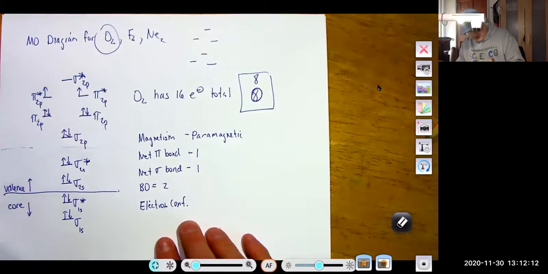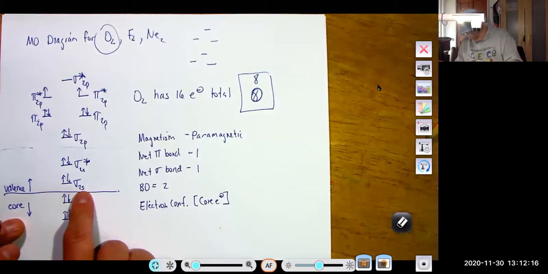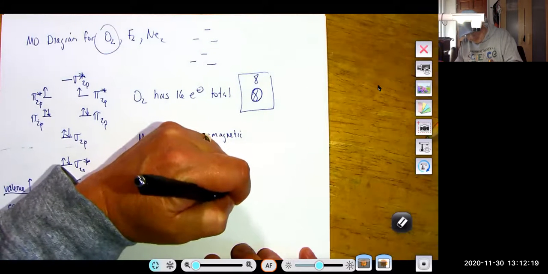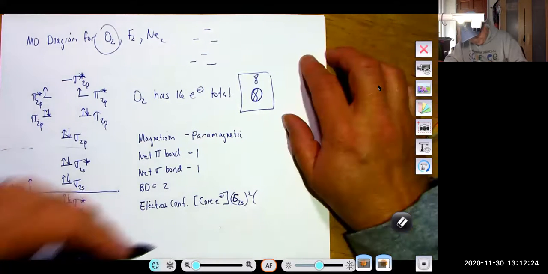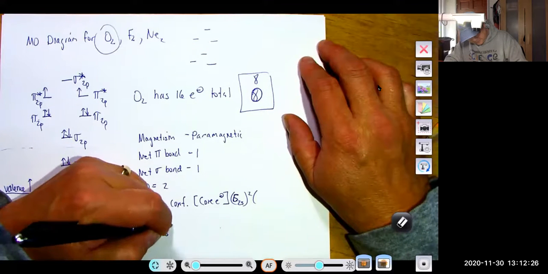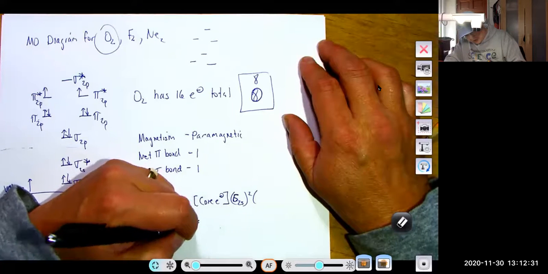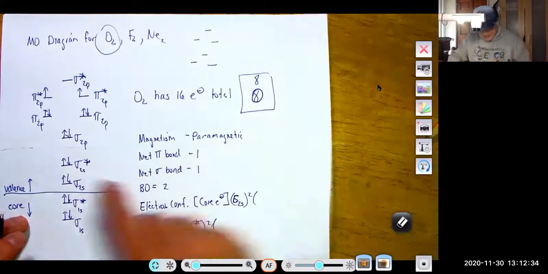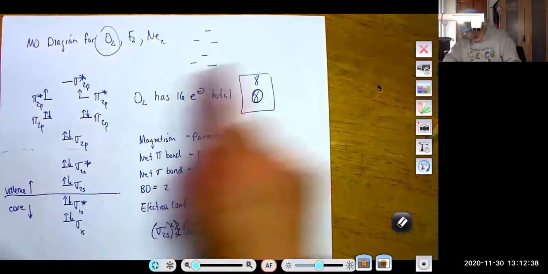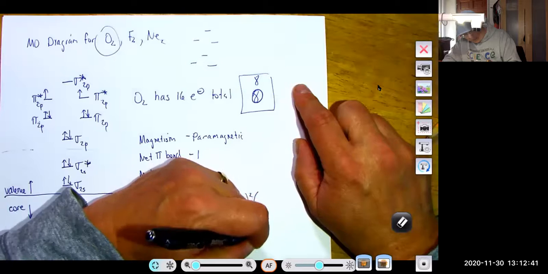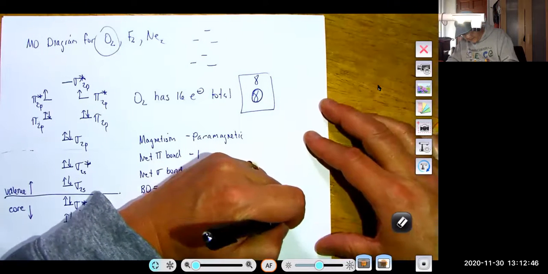Electron configuration is the core electrons, 1s2, sigma 1s2, sigma star 1s2, then sigma 2s2, that's a really sad looking sigma, sigma star 2s2, sigma 2p 2, pi 2p 4, and then pi star 2p 2.